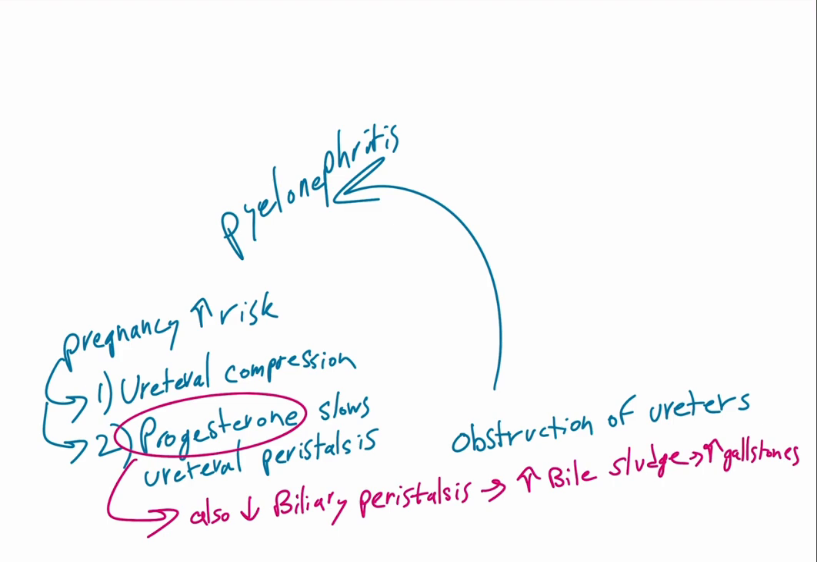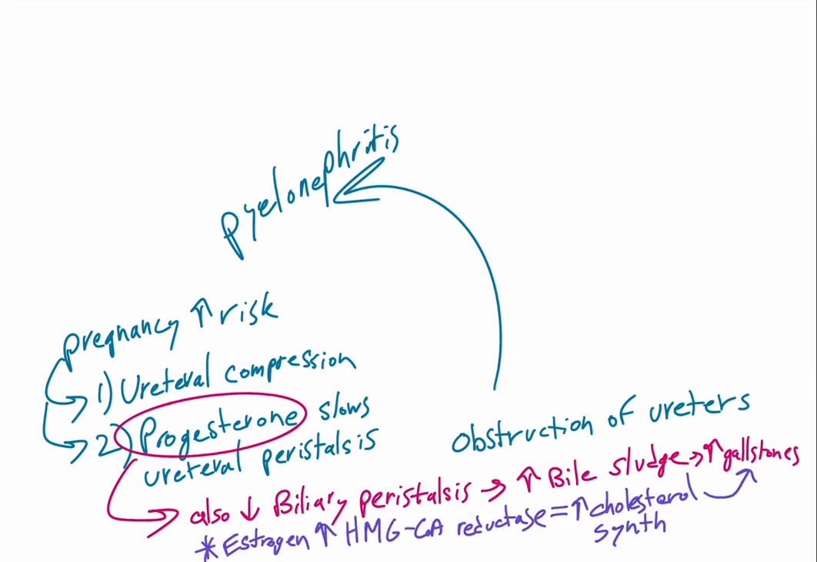So progesterone also slows biliary peristalsis, which results in bile sludging, which can then increase the risk of gallstones. Also, estrogen increases HMG-CoA reductase activity, which boosts cholesterol synthesis, which again can increase gallstone risk. So an asymptomatic bacteriuria is treated during pregnancy, even though we don't treat it in non-pregnant patients. This is because of the increased risk of pyelonephritis from urinary stasis.